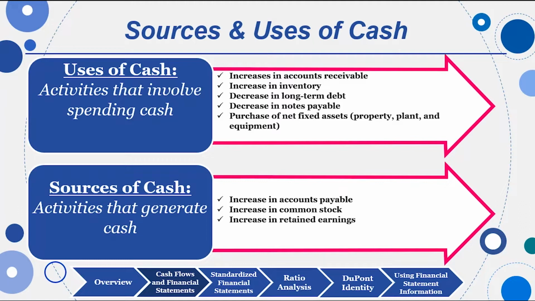Increase in accounts receivable is a use of cash. Inventory going up is a use of cash. Buying some net fixed assets, property, plant, and equipment is a use of cash.